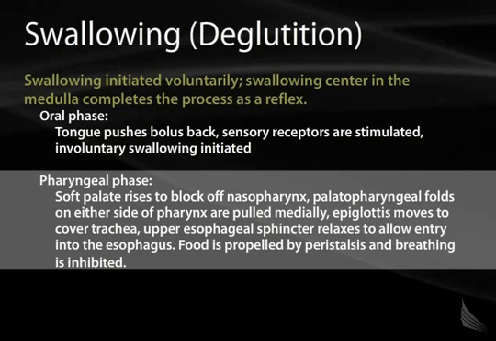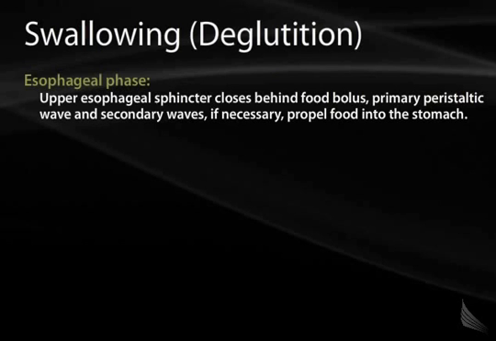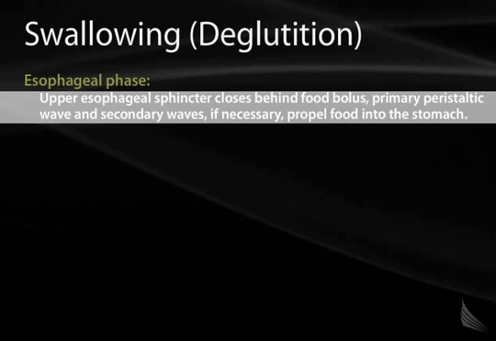After the epiglottis covers the trachea, the upper esophageal sphincter relaxes, allowing entry into the esophagus. Food is then propelled by peristalsis, and during this time, breathing is inhibited. In the esophageal phase, the upper esophageal sphincter closes behind the food bolus, preventing regurgitation back into the mouth. There's a primary peristaltic wave which takes food down the esophagus into the stomach. There are secondary waves which are initiated in the esophagus, which, if necessary, propel food down into the stomach.